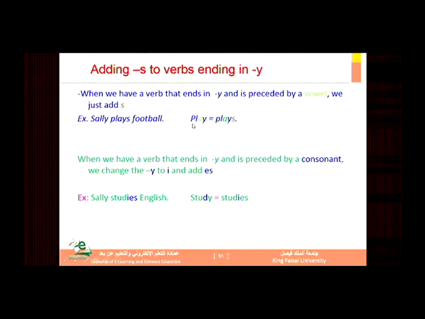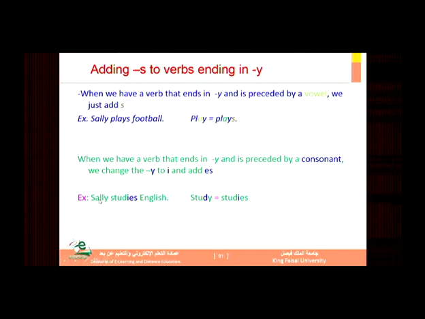Yes. If we have a verb like play, and this verb ends in y, we look at the letter before the y. If it is a vowel, like a, o, e, we just add an s to the end. So there is no change to the form of the verb. Sally plays football. Now sometimes we have a verb that ends in y and it is not preceded by a vowel, but it is preceded by a consonant, anything that is not a vowel.